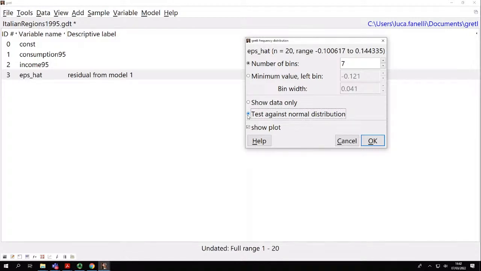So it is much safer, from my point of view, to just look at the distribution of the 20 residuals. For each region, we have a residual. For region number 1, say Abruzzo, the residual is the difference between the true per capita consumption minus the per capita consumption predicted by my model. It will be the difference between actual minus fitted. So I click OK.